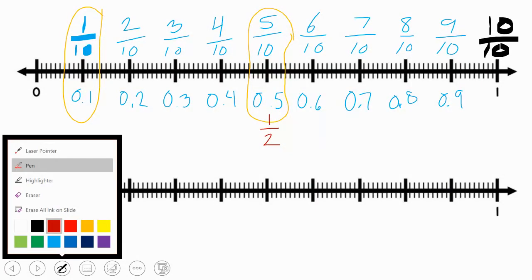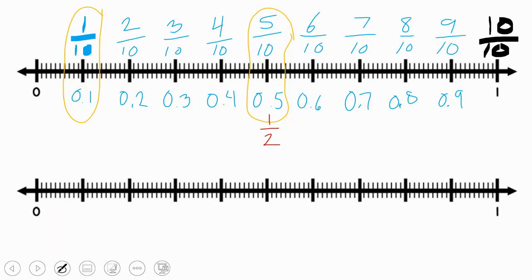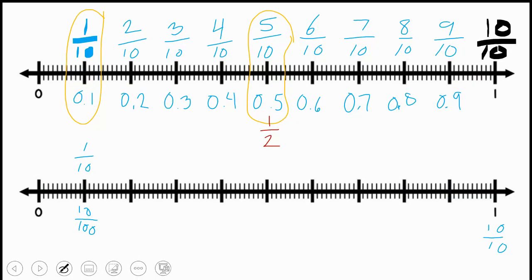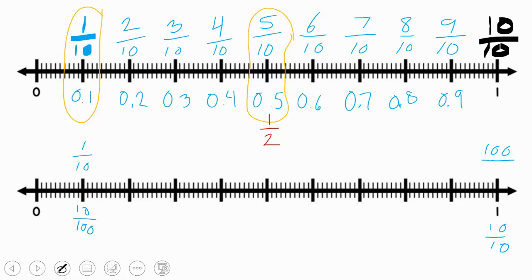Okay, well, I'm going to go down to this bottom number line. If I know that right here is 1/10, that means this is also 10 hundredths, because 1/10 and 10 hundredths are exactly the same thing. So if my 1 whole is 10 tenths, that also means that my 1 whole can be 100 out of 100, or 100 hundredths, because these are equivalent to each other. They all equal 1 whole.